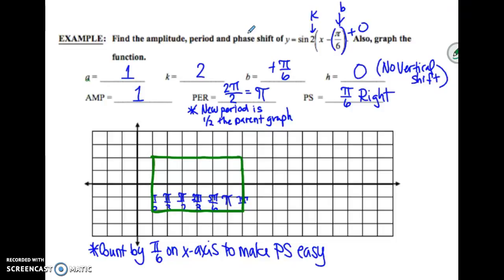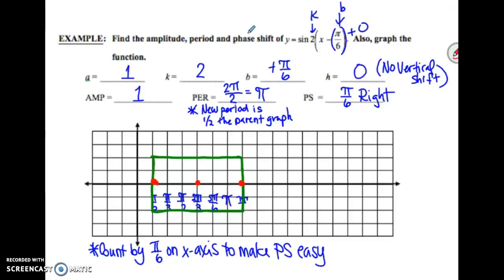So my period is half as long as it normally would, and my picture frame is shifted over by a unit of pi over 6. It's still the length of pi. So now I know I'm graphing a sine curve. I've got my picture frame in place, so I can go ahead and plot the key points of my sine curve. I know it starts at 0, it's at 0 in the center, and it's at 0 at the end.